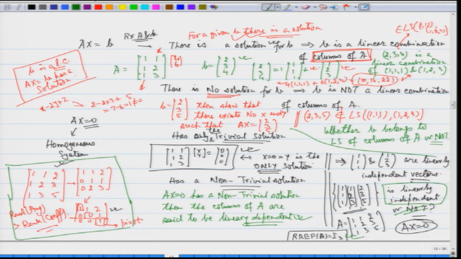whether it had a solution or not, that gave us the idea of solution. There is a solution means a linear combination is there, or the vector b belongs to the linear span. If there was no solution, it means that there is no linear combination, or the b does not belong to the linear span. Fine, those ideas were there. Then we go to the homogeneous system and look at the idea that A x is equal to 0. If it has only the trivial solution, only stressing on it, it means that the only solution is 0 0 0 0 0. Then we get independence. If it has a non-trivial solution, it means the set of columns that I am looking at is linearly dependent.